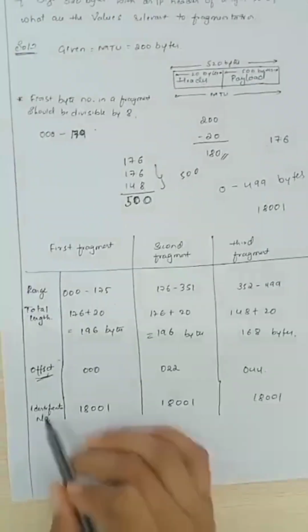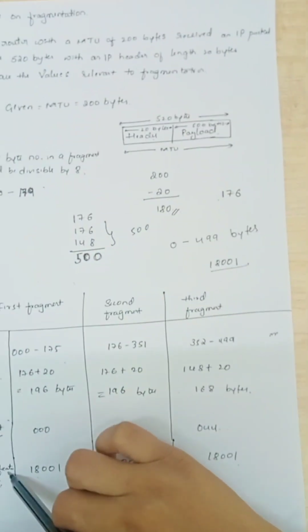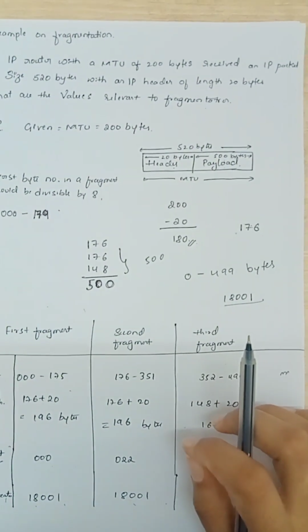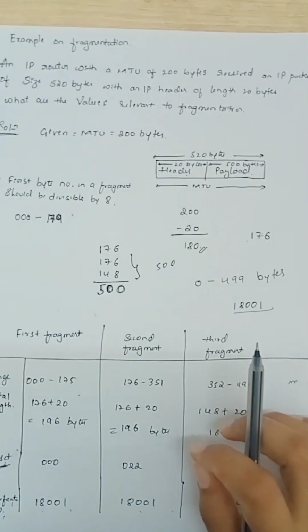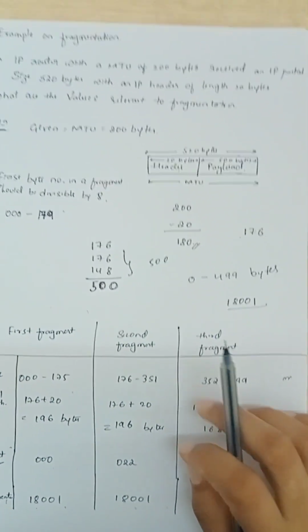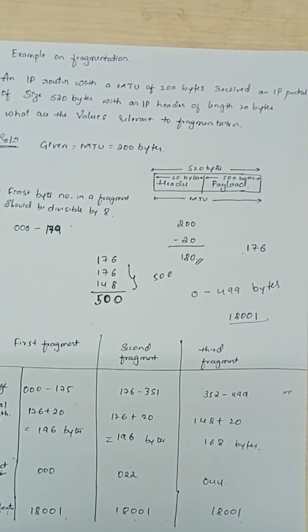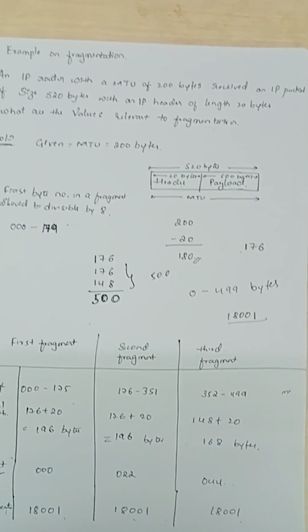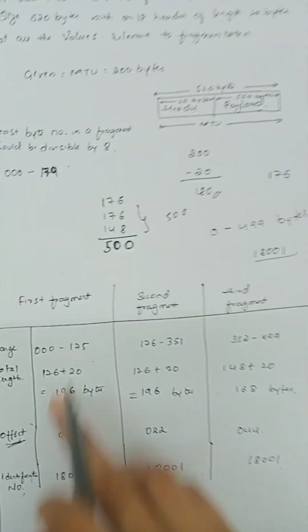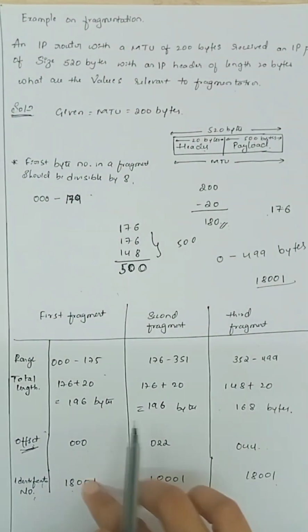Now the identification number. All the fragments must have the same identification number. You can choose any random identification number because 16 bits are reserved for identification, that is 2 to the power 16, which is 65,535. So any number between 0 and this you can choose randomly. I have chosen 18,001. All fragments should have the same identification number, so I have written the same.